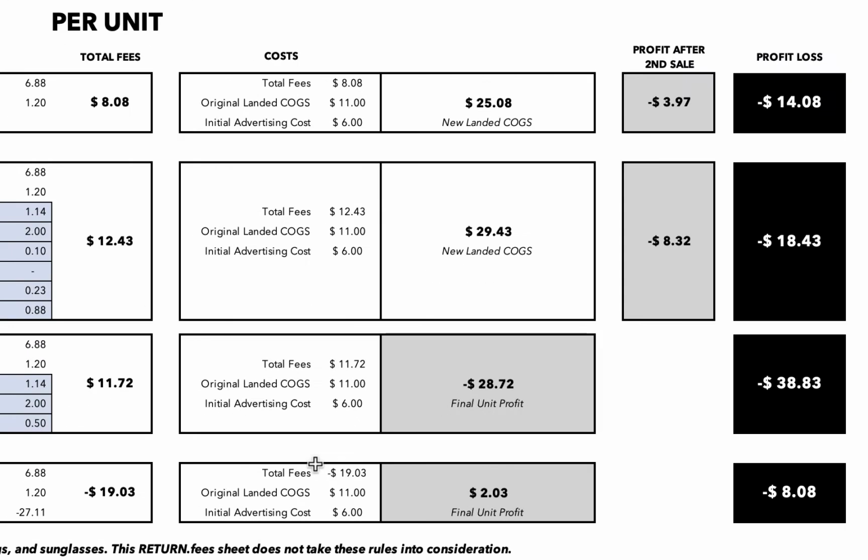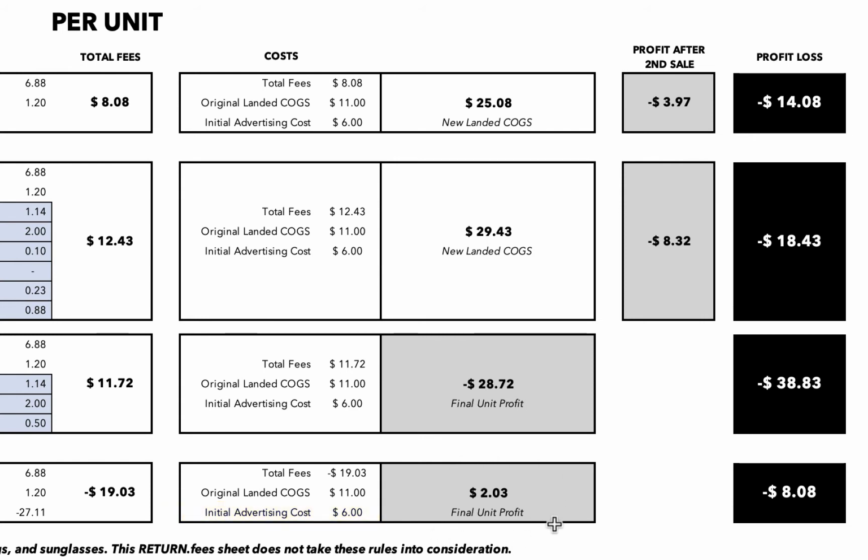Now we can look at exactly how much money we ended up making on this unit that the customer kept. As we said, your total fees are negative $19.03, so you're actually getting reimbursed $19.03 in total. Your original landed COGS cost you $11 and your initial advertising cost was $6. So altogether, you are going to make $2.03 on this unit.